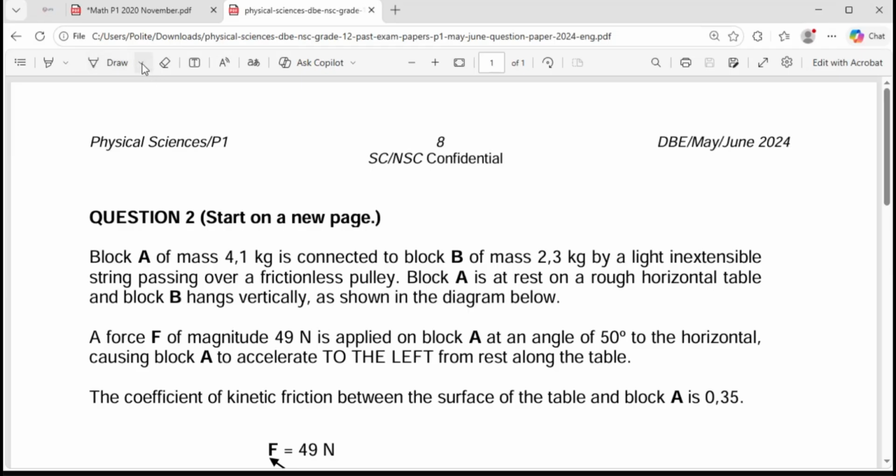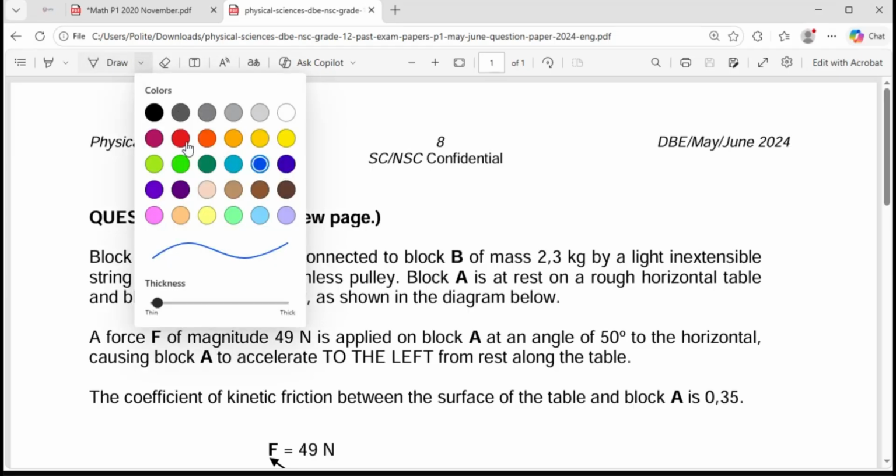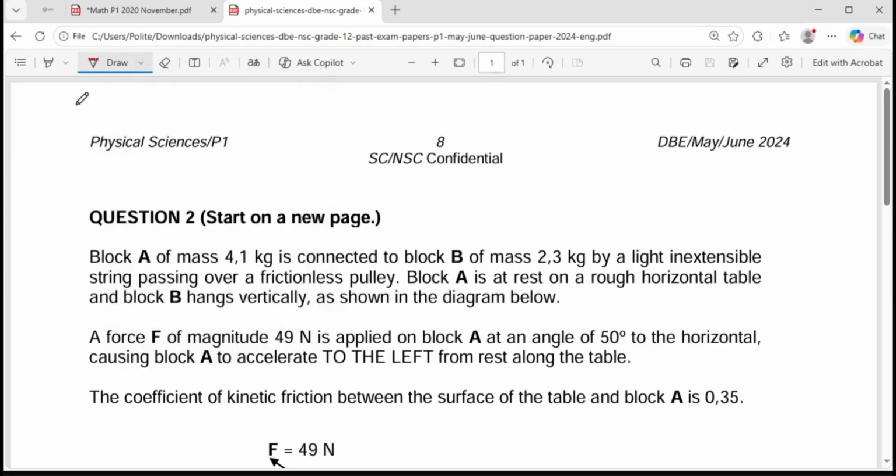On this lesson, I want us to look at a Newton's law question, question 2 from May/June 2024. This is from the sub-exam, but trust me, if you are doing grade 11, this is the best lesson for you. And if you are doing grade 12, this is also the best lesson for you. Now let's look at the statement.